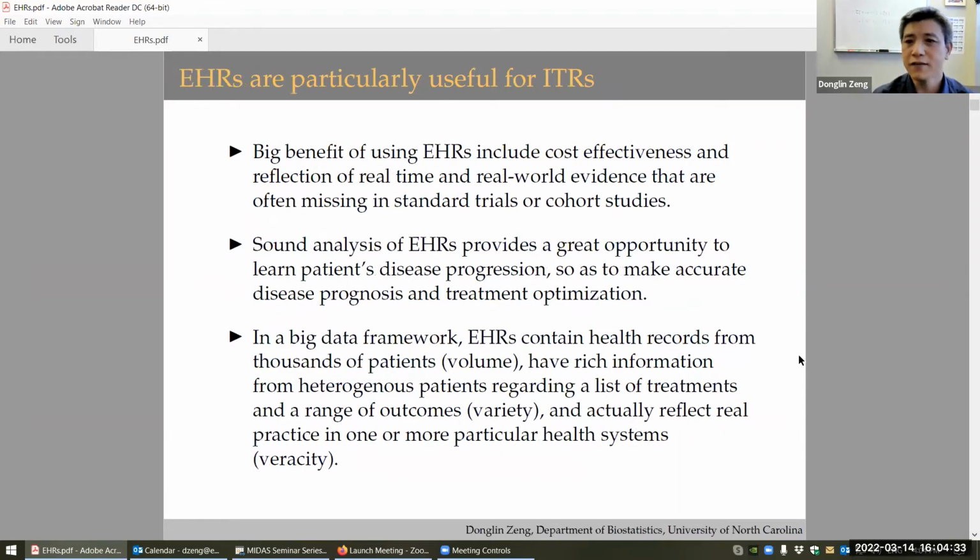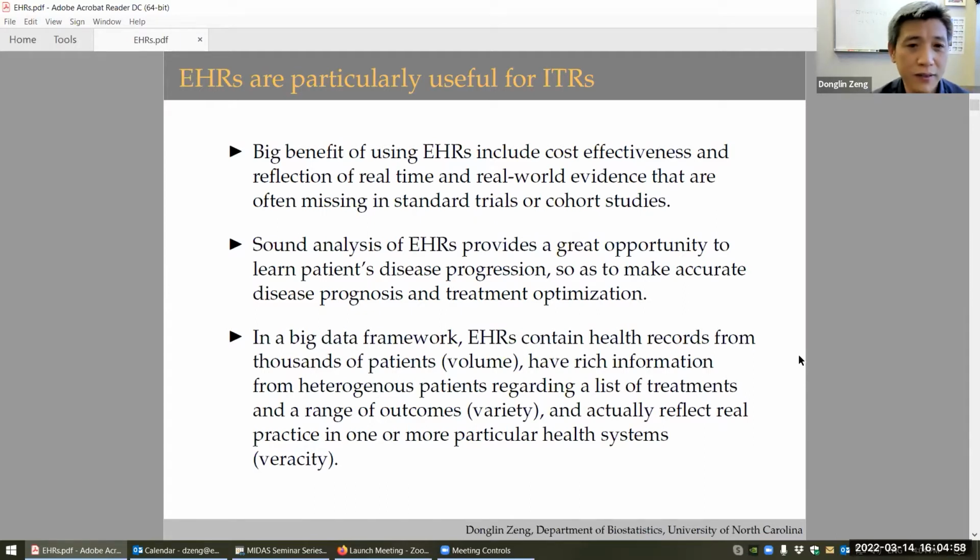This is just a very brief summary of why people are interested in using EHR data for precision medicine. The first, obviously, the big benefit of using EHR data is cost effectiveness, right? Because the data are automatically recorded in the medical computer system, you can easily extract them from the system. In some sense, you get the data for free.